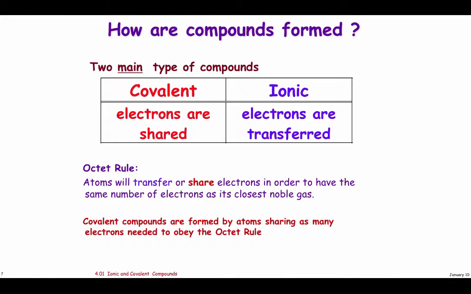And we alluded to that earlier in this discussion when we talked about the periodic table, that elements want to either give up or gain electrons so that they have the same number of electrons as a noble gas. If it doesn't give up or gain, then they'll share electrons so it has the same number as a noble gas. And this is called the octet rule because elements want to have a full set of 8 electrons in its outermost shell, its valence shell. Covalent compounds are formed by atoms sharing as many electrons as needed to obey the octet rule.